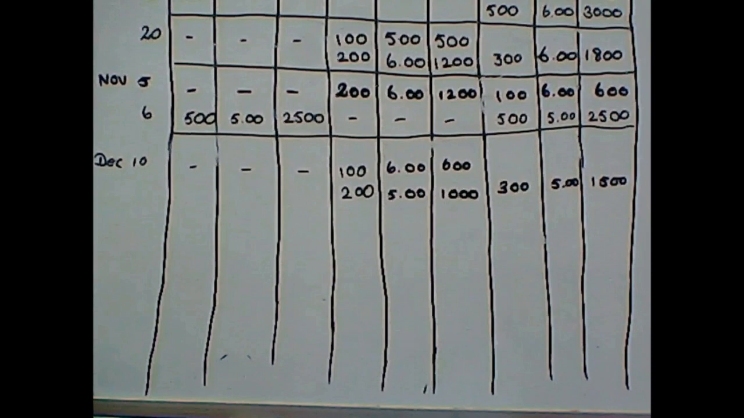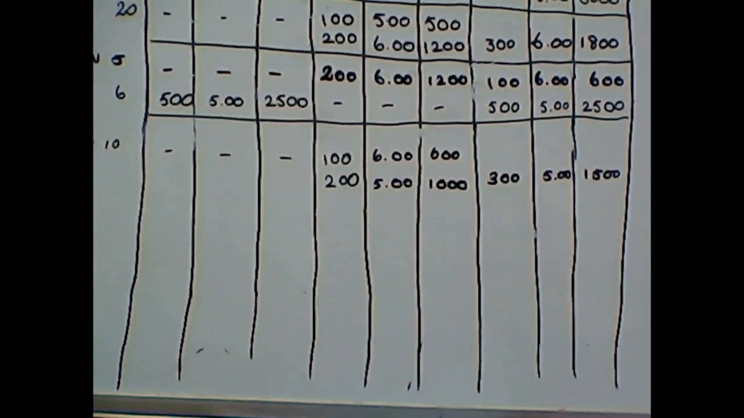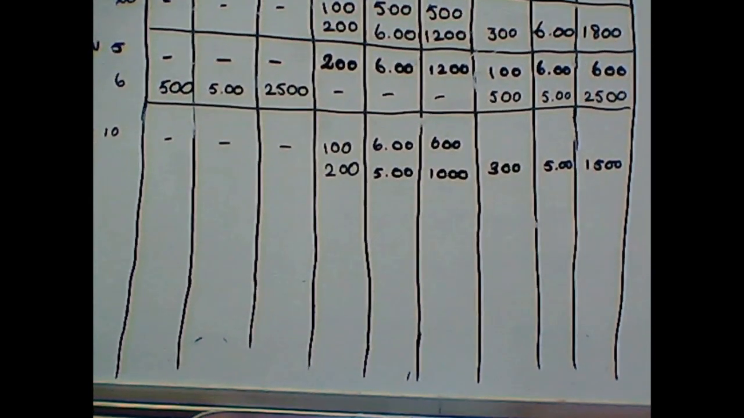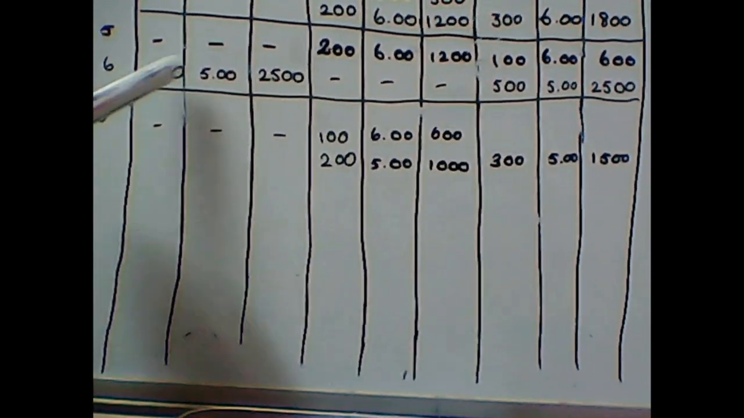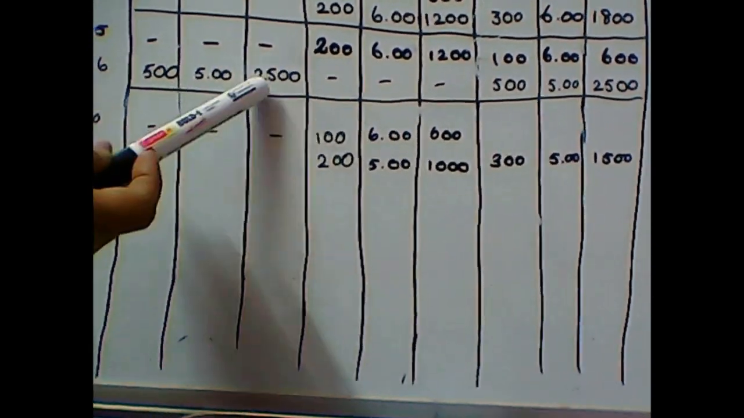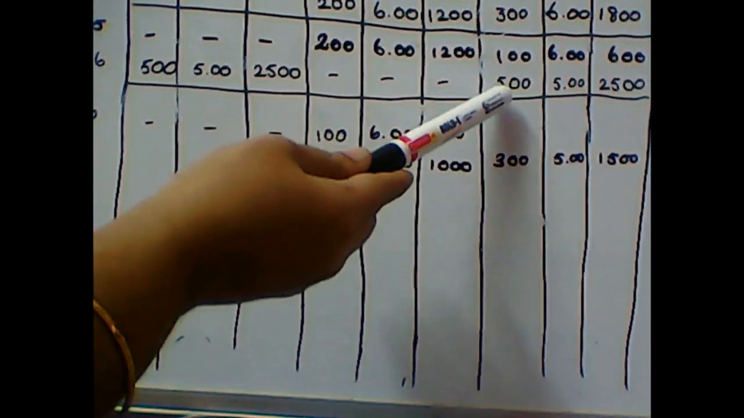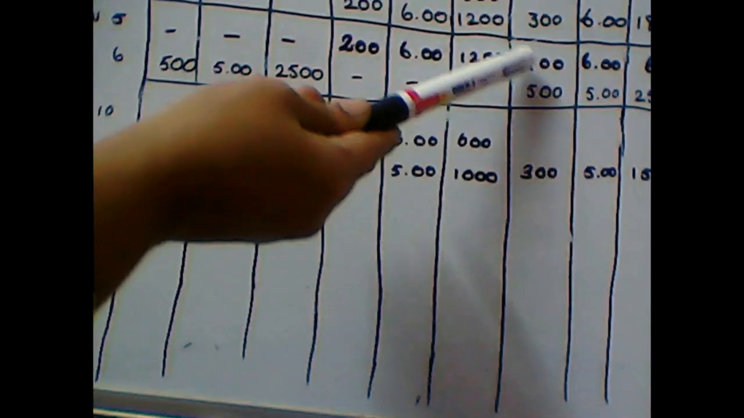Then the next point: on November 6 we received 500 units at rupees 5 each. So on November 6, 500 units at 5 each, totally 2500. At last I am going to write that 500 also here. So we are having 100 units and then also 500 units. 100 is at rupees 6 and 500 is at rupees 5.